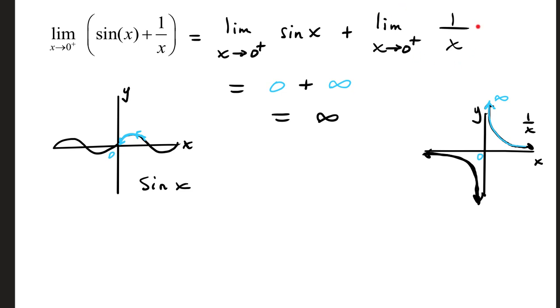I've put the graph of 1 over x here on the right side of your screen. As we approach 0 from the right, we hit an asymptote, x equals 0 to be exact. The closer we get to the asymptote from the right, the larger our function values get. So that's an infinity. 0 plus infinity is infinity, and therefore that's the limit of this problem.